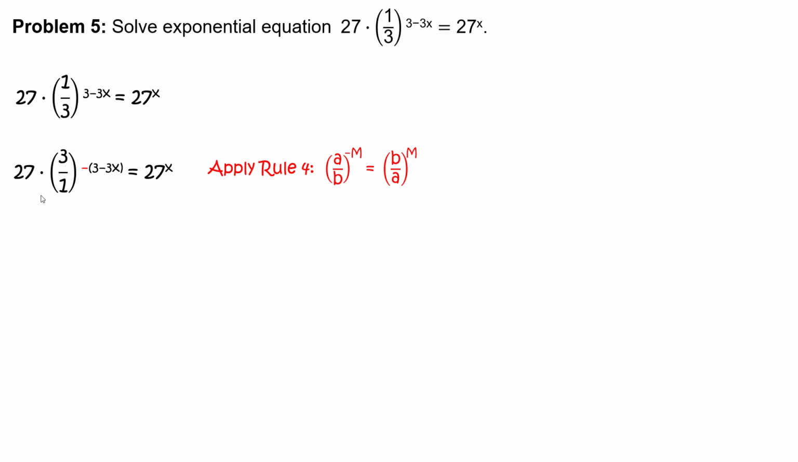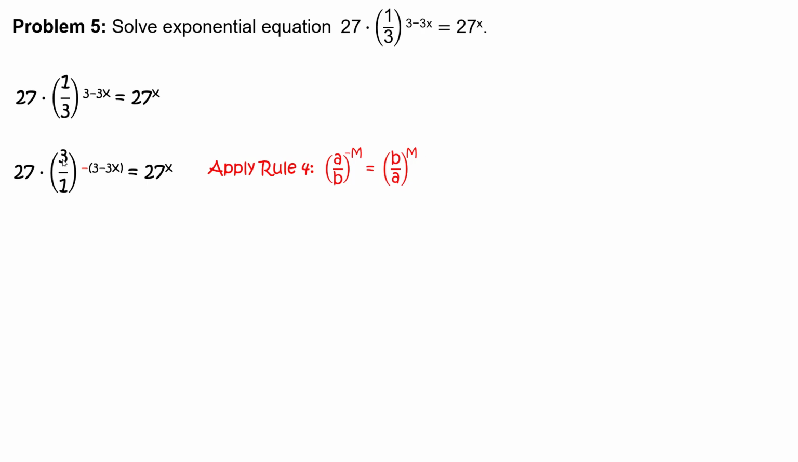All right, the first rule I'm going to apply is rule 4. I'm going to note that the reciprocal of 1/3 is 3 over 1, or 3, which is a whole number. So that's nice. That'll allow me to get rid of fractions. So I'm going to apply rule 4, which says a fraction raised to a power equals its reciprocal raised to the opposite of the power.